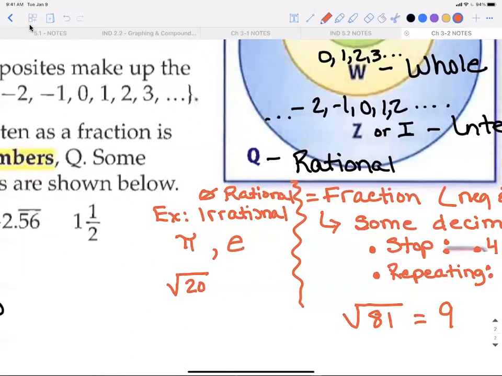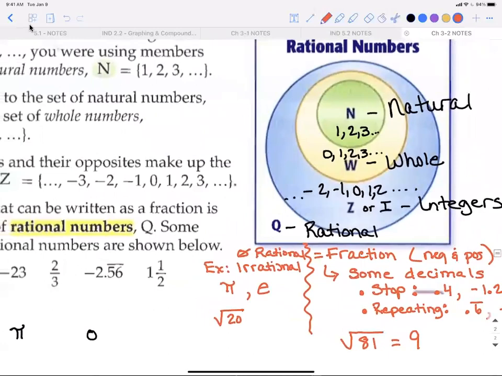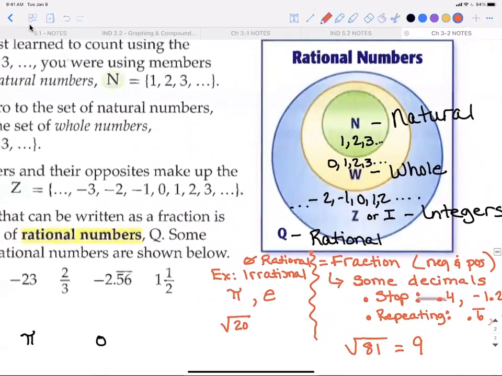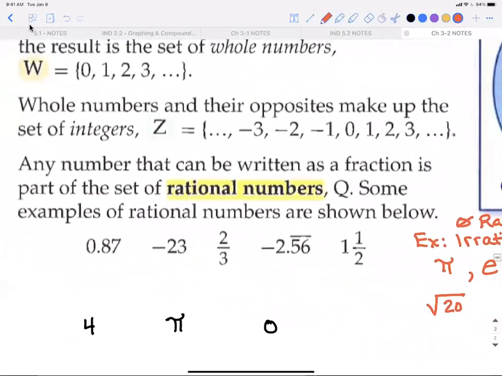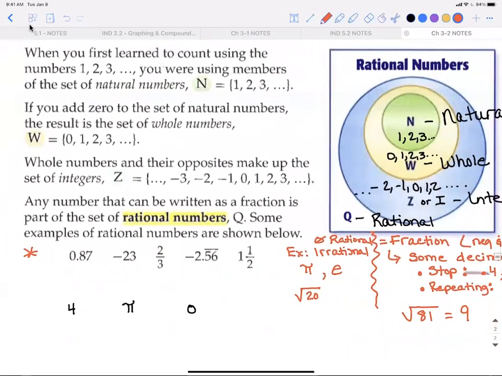All right, so I want to talk about classifying numbers within our number system here. So we've got some examples. What about the number 0.87? I want to classify 0.87, and I want to name as many as possible that it fits into. If you start in the naturals, is 0.87 going to be natural or whole or an integer? It's not going to be any of those because it's a decimal, but it's a decimal that stops, which means it fits where?